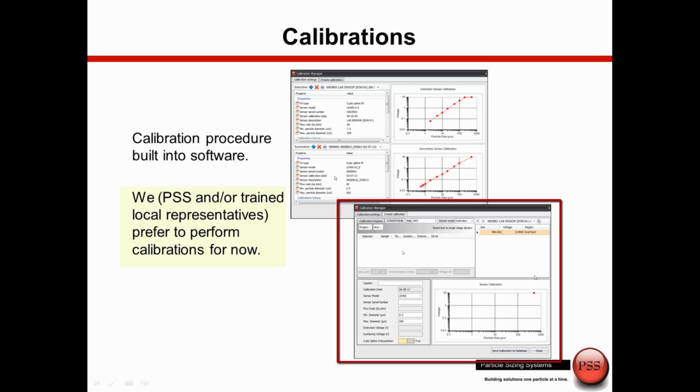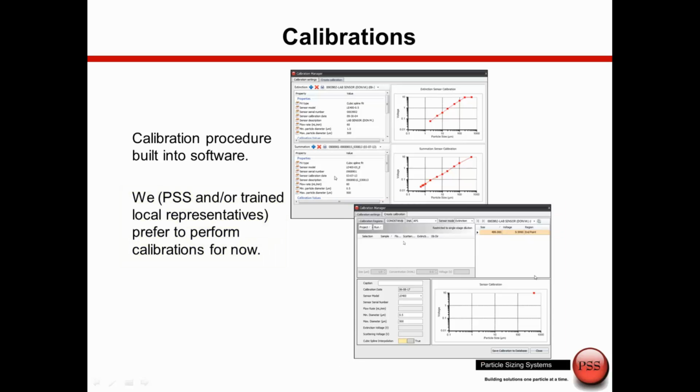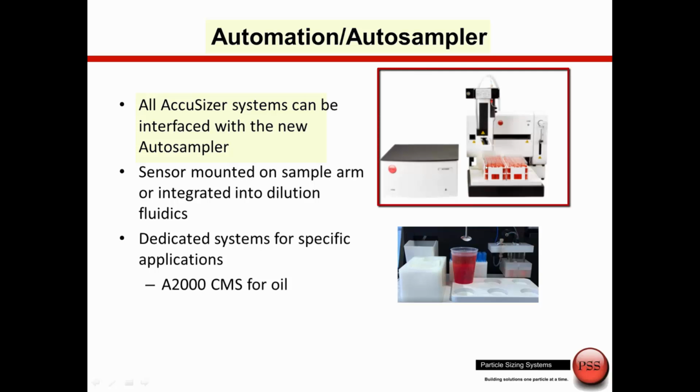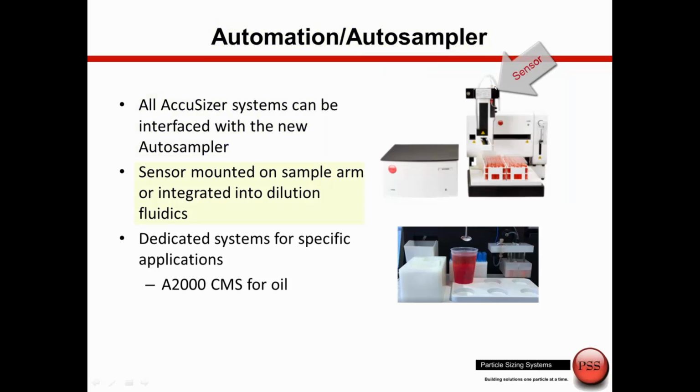But for people who are trained in performing these calculations, it is much easier with the new calibration manager tools. All of the AccuSizer systems I've shown you today can be interfaced with our new Autosampler, which you see here. And the new Autosampler can work with trays up to 90 samples per tray. Here you see the AccuSizer where we actually have the sensor mounted right on the arm.